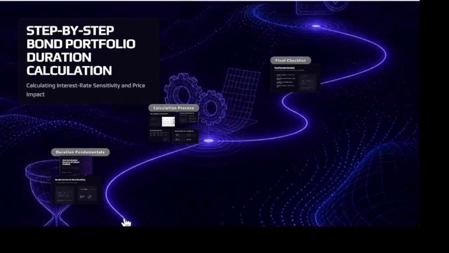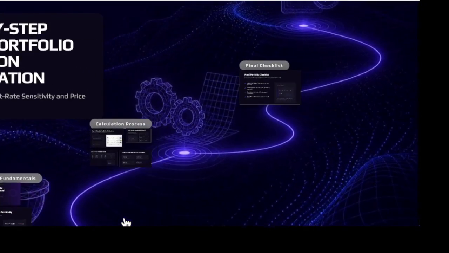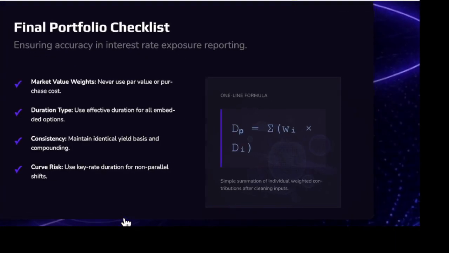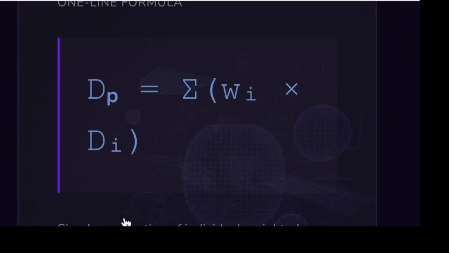We've covered the full calculation process. Now we'll look at the final checklist for accuracy. Always ensure you are using market weights and effective duration for any bonds with embedded options. The final portfolio duration remains a simple summation of weighted individual contributions.